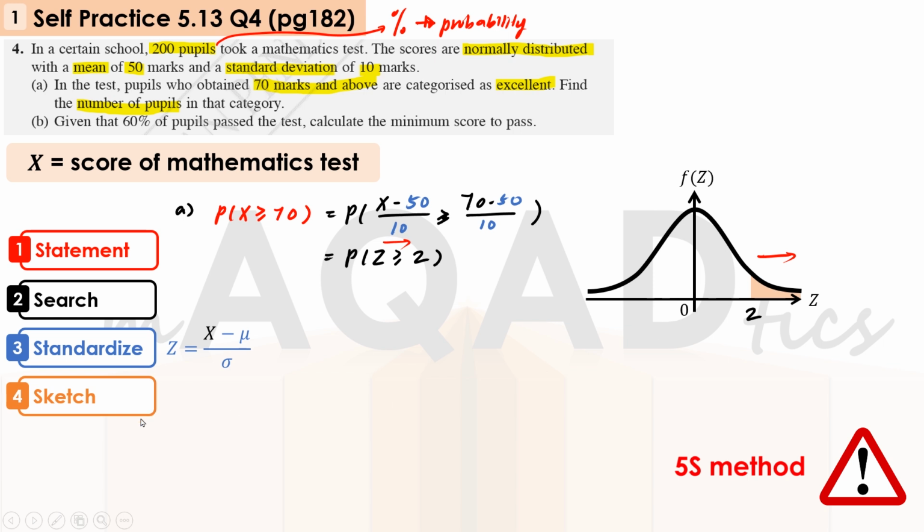Then the fifth step is to select the correct probability from the table that we are going to see later. Before we go there, we need to make sure the graph satisfies the two conditions. One is one side. Our area is one side, correct, and from the right, which is also correct, because this area comes from the right side. So this area satisfies our condition. Now we can go to the tables to find the probability.